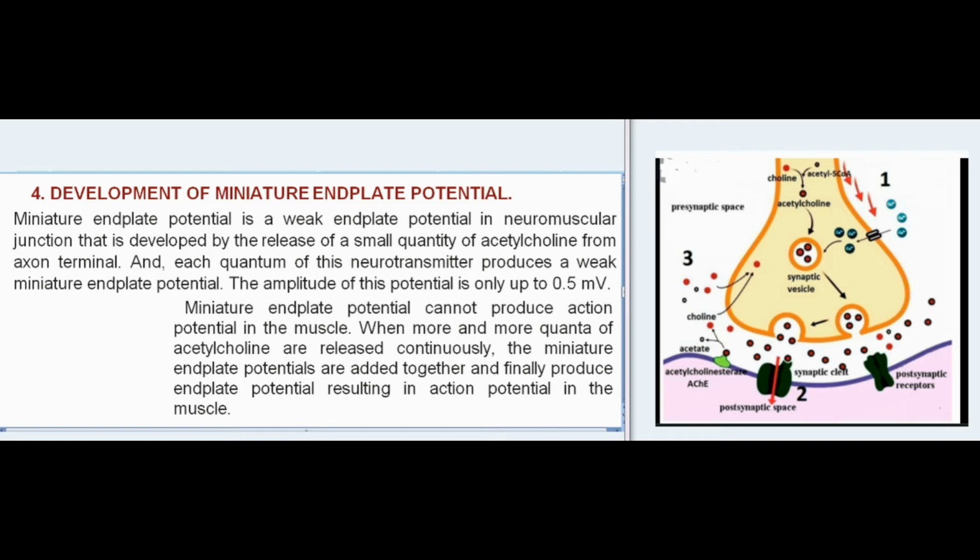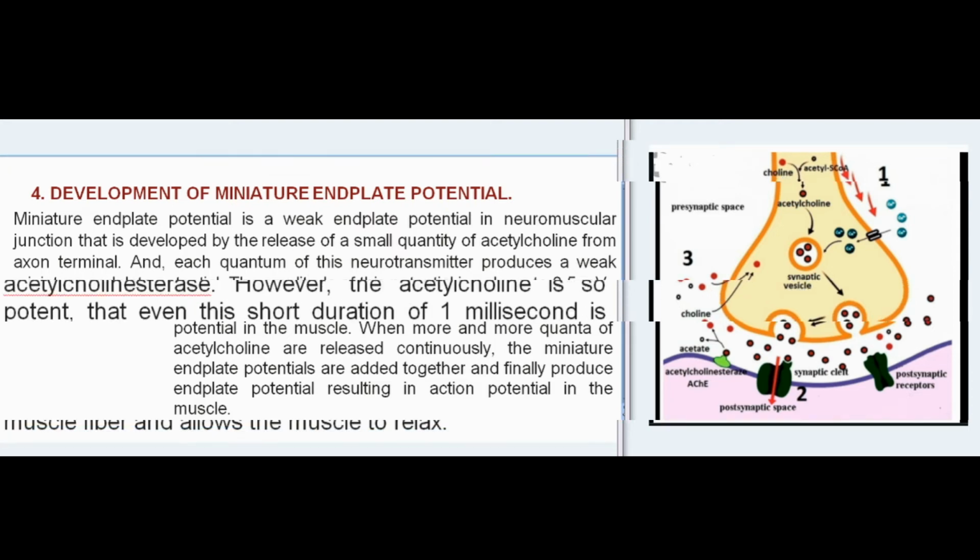When more and more quanta of acetylcholine are released continuously, the miniature endplate potentials are added together and finally produce endplate potential, resulting in action potential in the muscle.